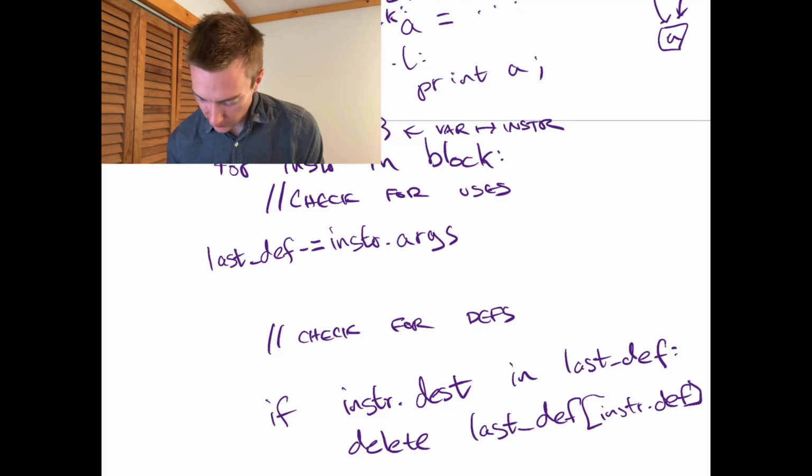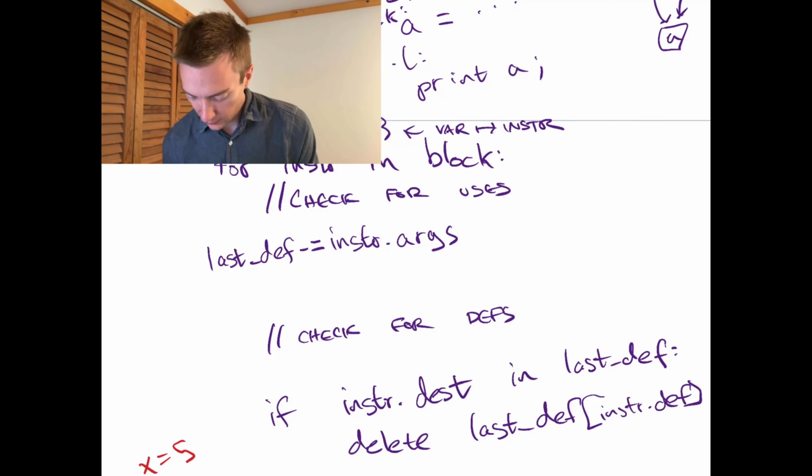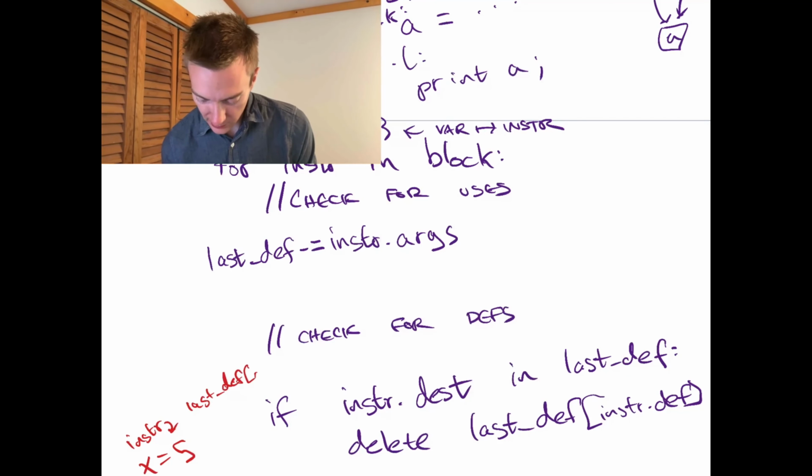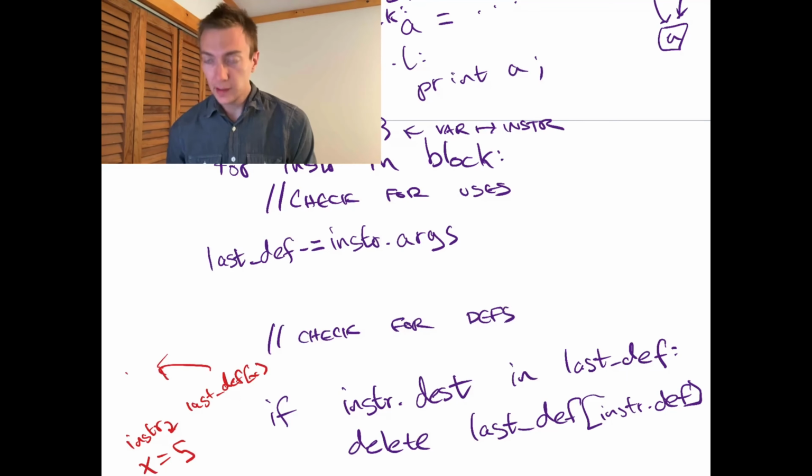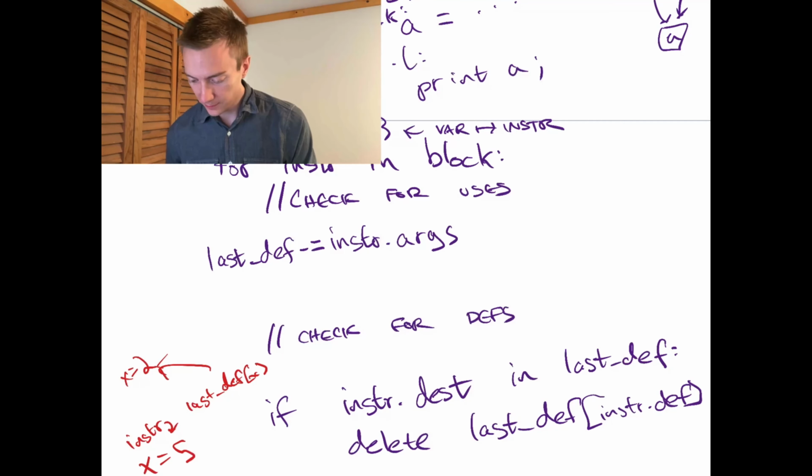So just to illustrate what's going on here, in this case, we have something that looks like x equals 5, for example. And this is the instruction we're currently processing. And then the last definition for x is something like x equals 2, and that's the thing that happened earlier in the basic block, and that's the thing that we know we can delete.